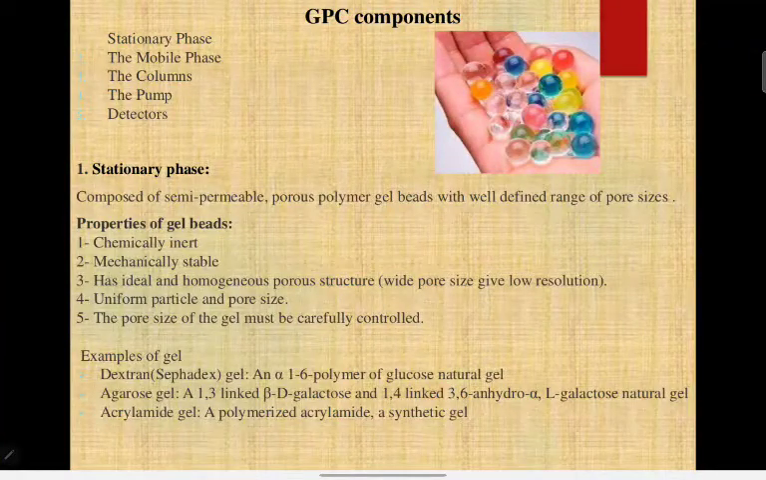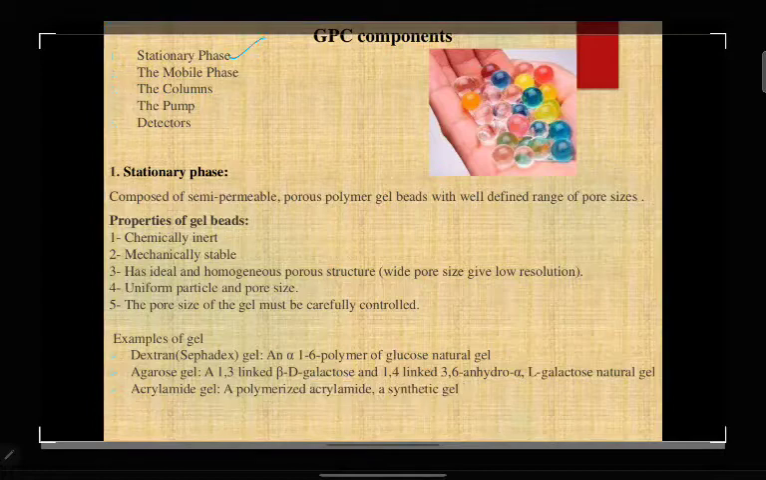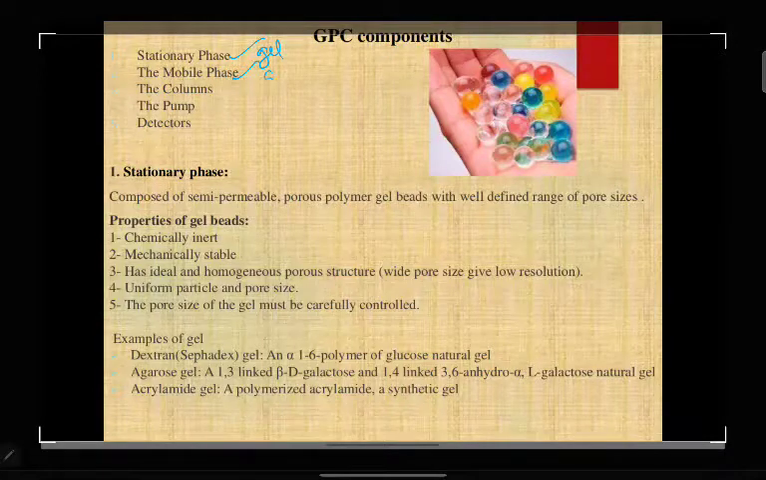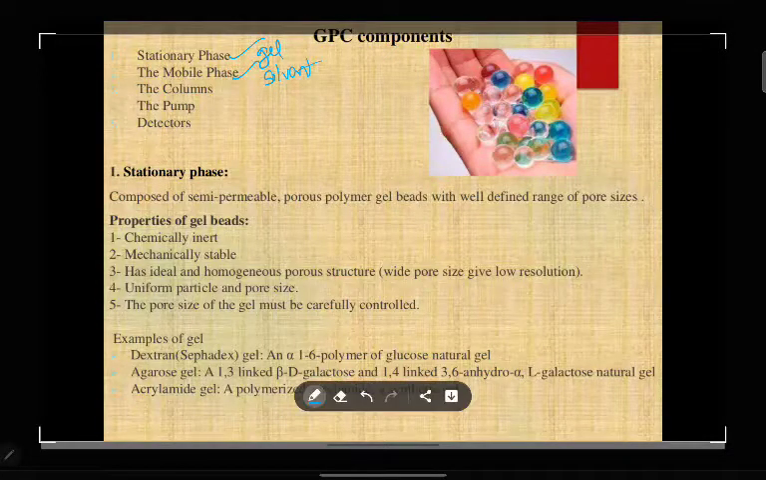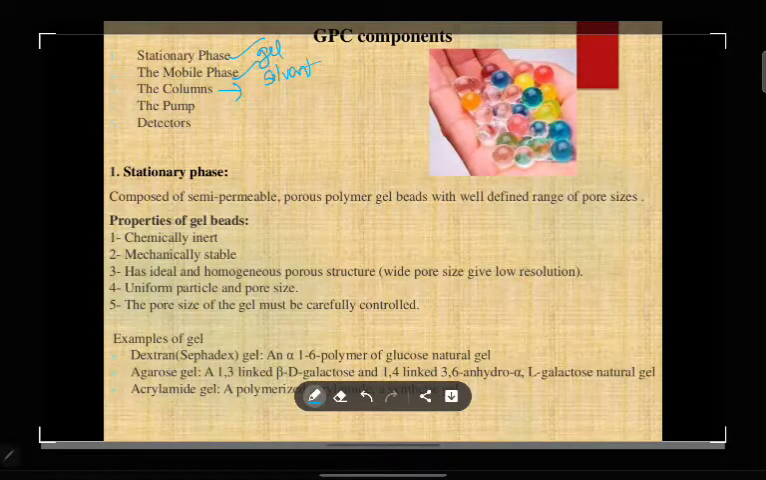Now moving to the methodology or components involved in gel permeation chromatography. As we know, if you want to perform gel chromatography, the first thing you need is the stationary phase. The other name for stationary phase is gel. Then you need mobile phase, nothing but solvent. Then you need a column.